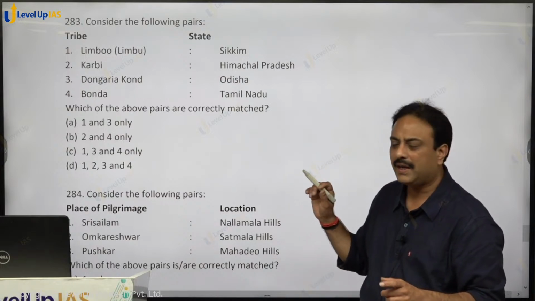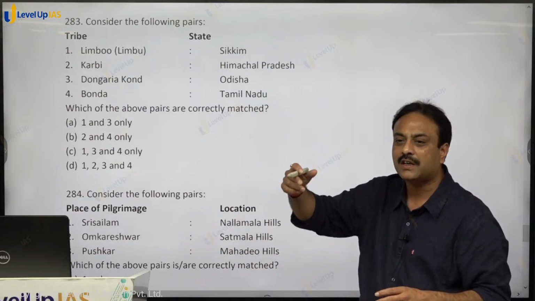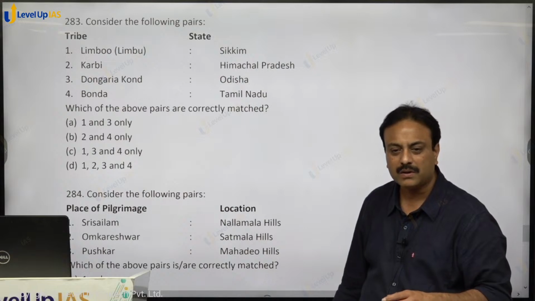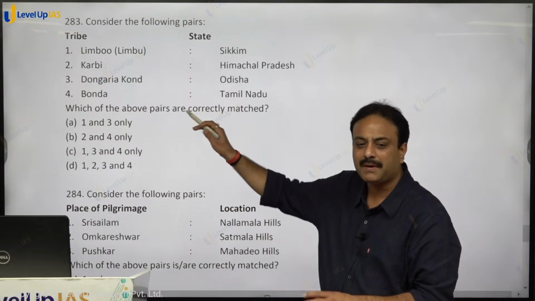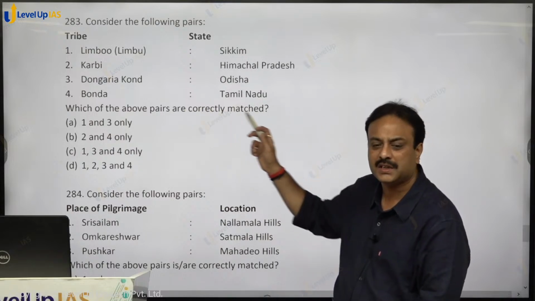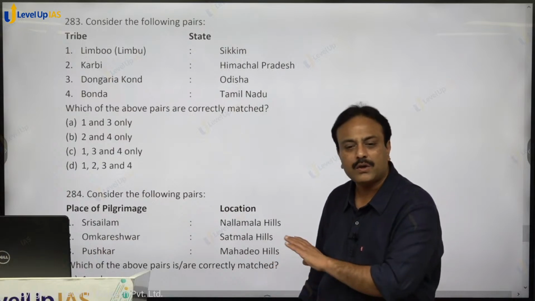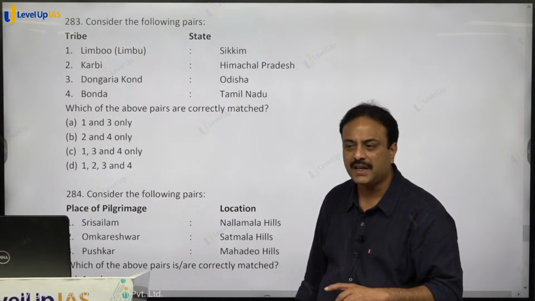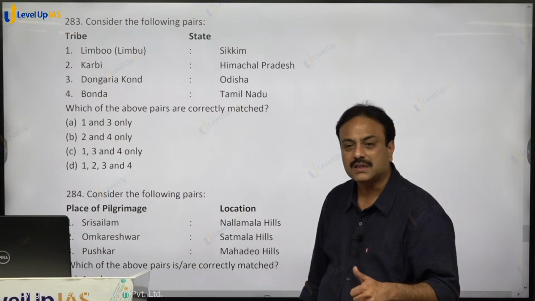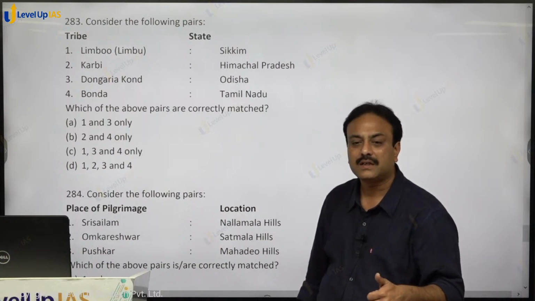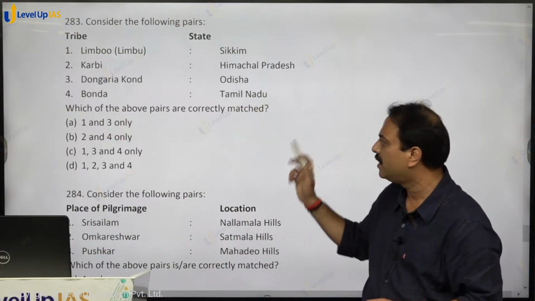Pair 2, even if you have not heard the name of the tribe Karbi, you must have heard the name of the location Karbi Anglong Plateau district over there. Which state is it? Assam. So Karbi is a tribe that belongs to Assam. It has nothing to do with Himachal Pradesh. Himachal Pradesh has different tribes. One I told you yesterday, that is Kinnoris. They are present in Himachal Pradesh. Which other tribes are present in Himachal? Gujjars, Gaddis. So Karbi will not match with Himachal. First was correct, 2 is wrong.